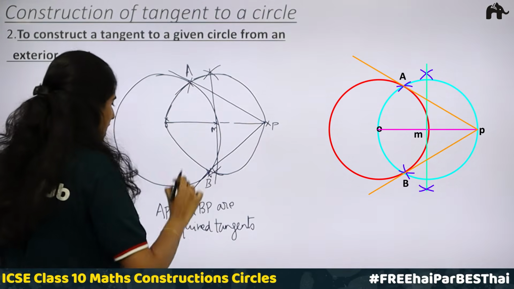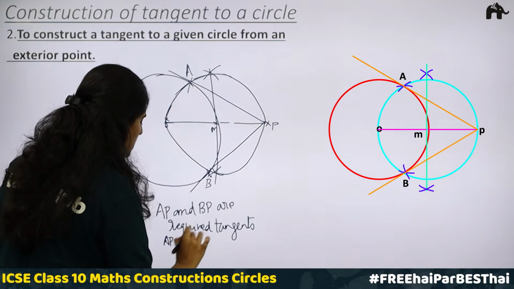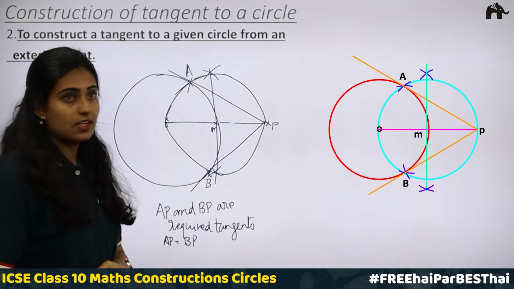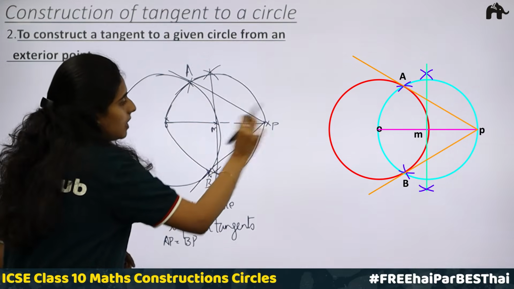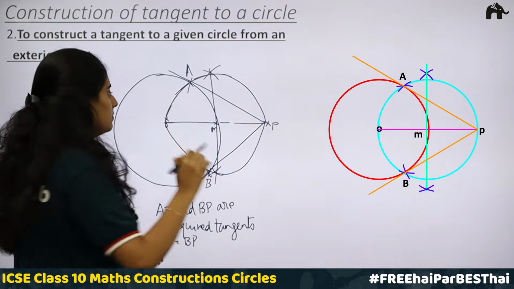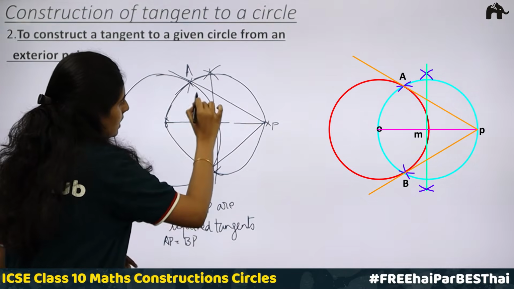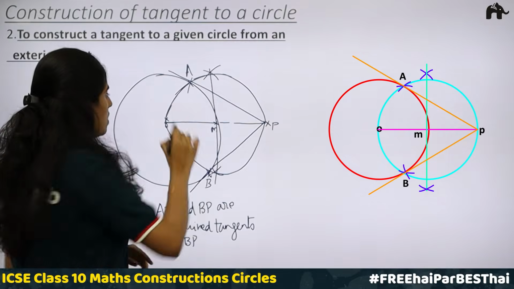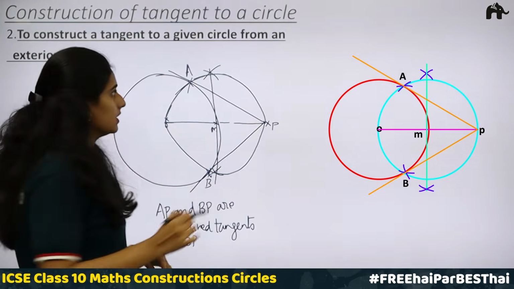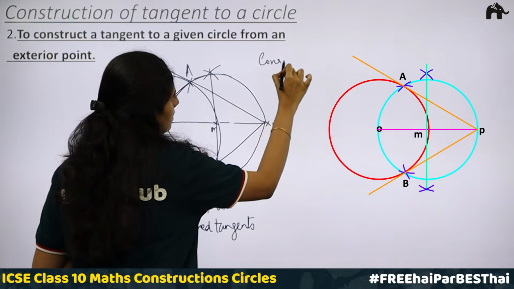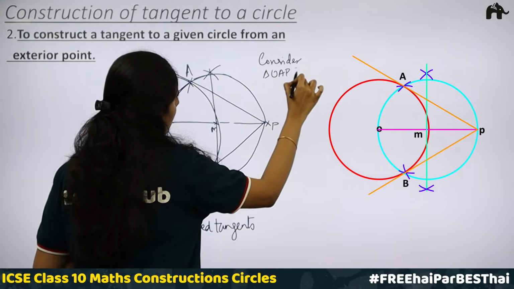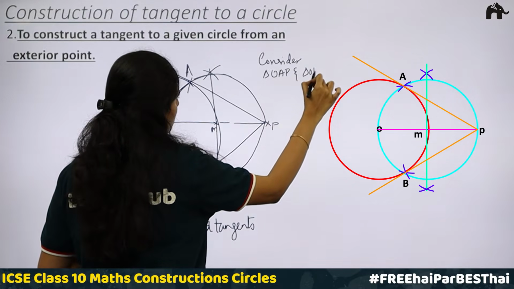We have studied that AP will always be equal to BP in the chapter circles. We have discussed this. Why? Because the length of tangent from an exterior point will be of equal measure. If you want to prove this, consider these 2 triangles, triangle OAP and triangle OBP.